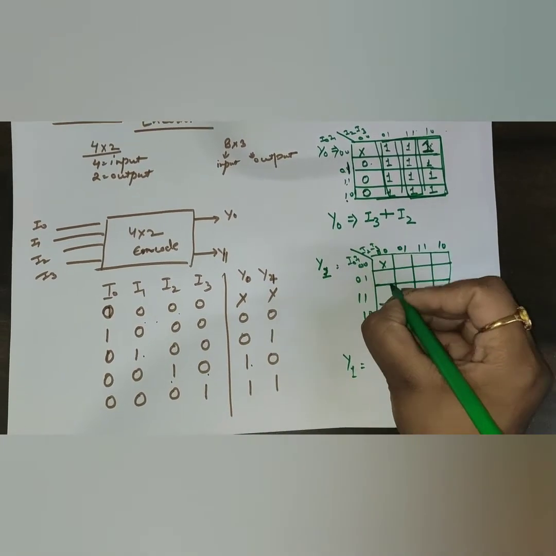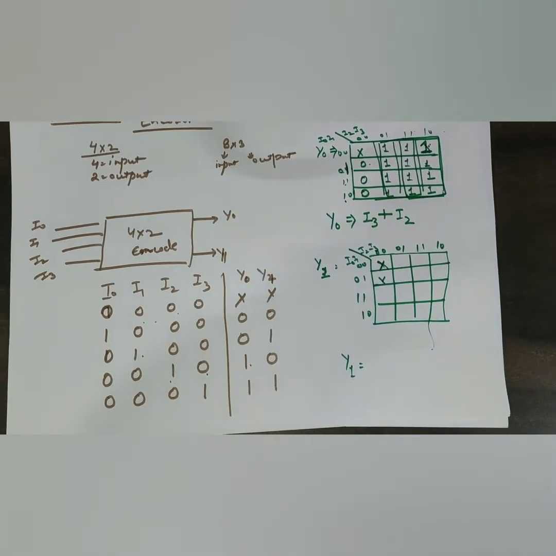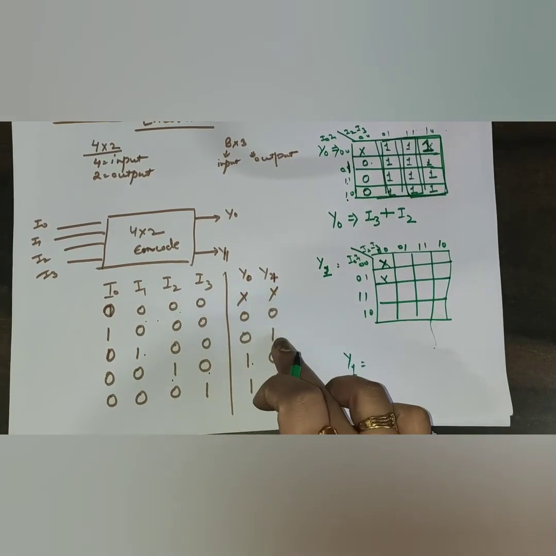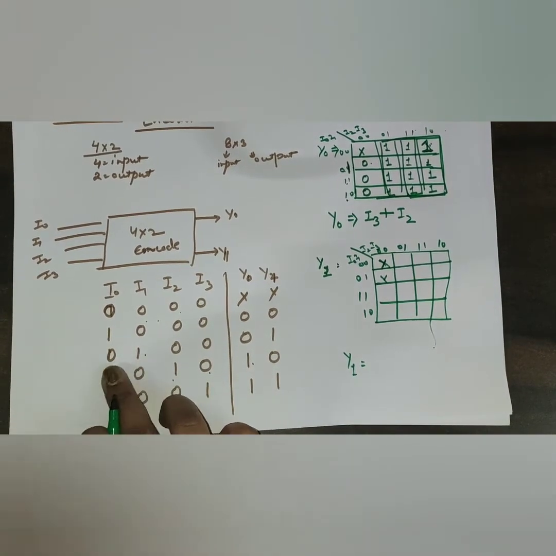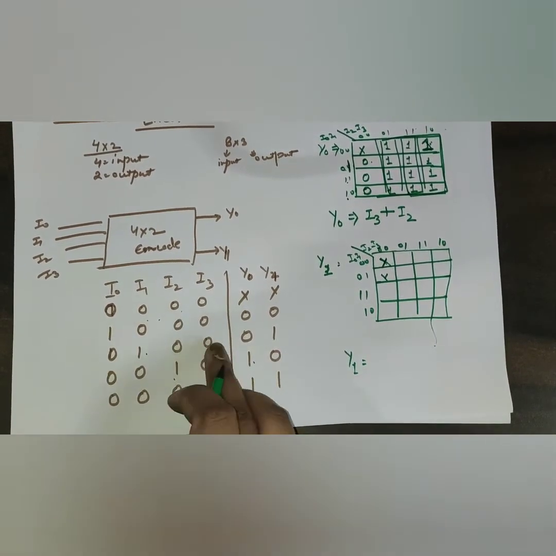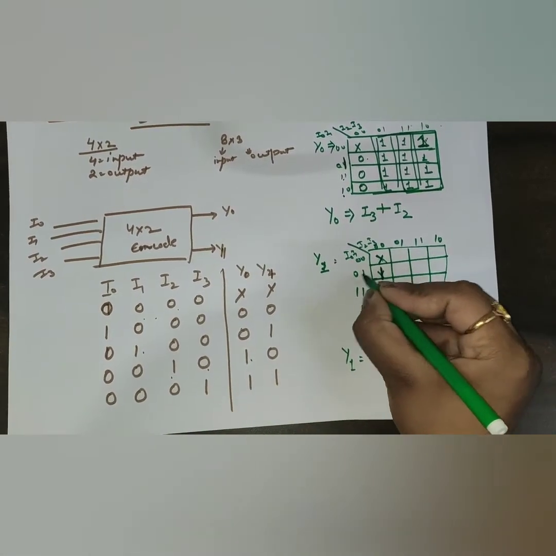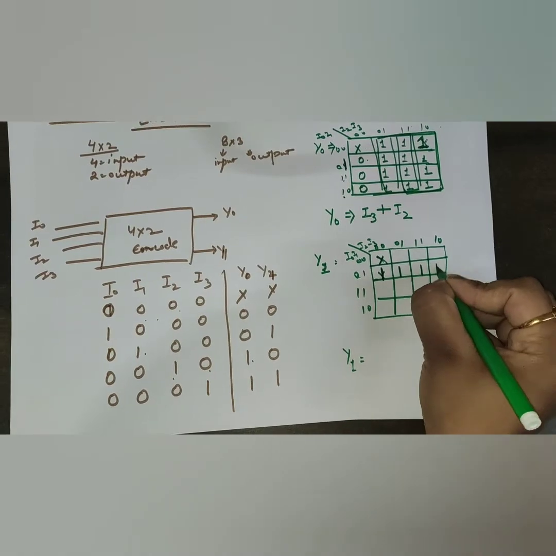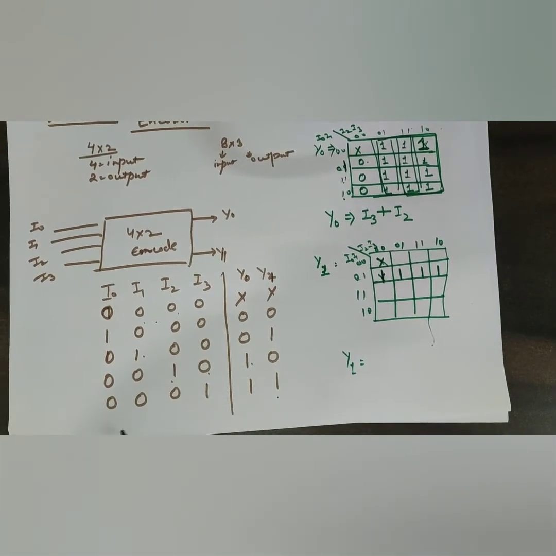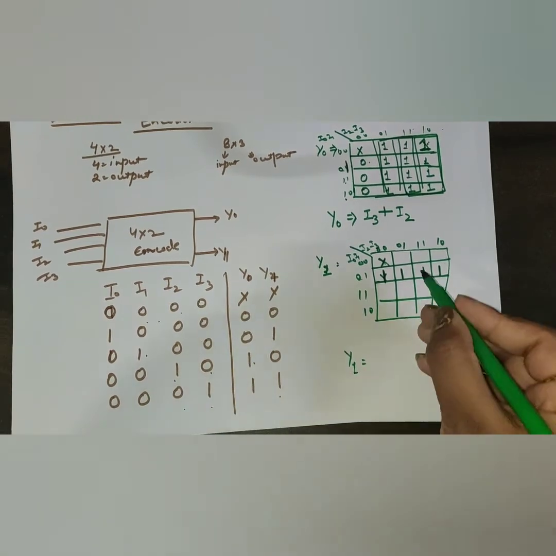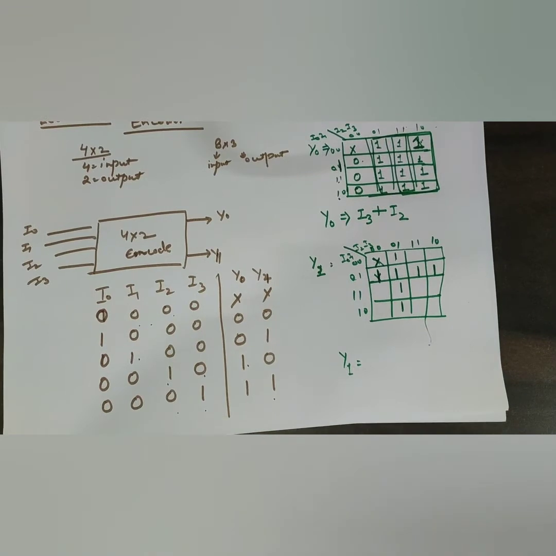So at this condition I2, I3 will be don't care condition. Now Y1 will be 1 when I1 is 0 1 condition, I2 is 0 1 condition, and I3 is 0 0 condition. So here 0 1 condition, so all 0 1 conditions will be 1. Now this 0 0 and 0 1 condition, so here 0 1 condition, so here all will be 1.